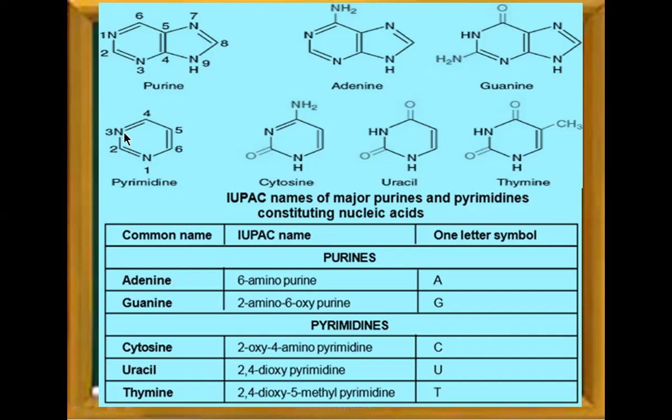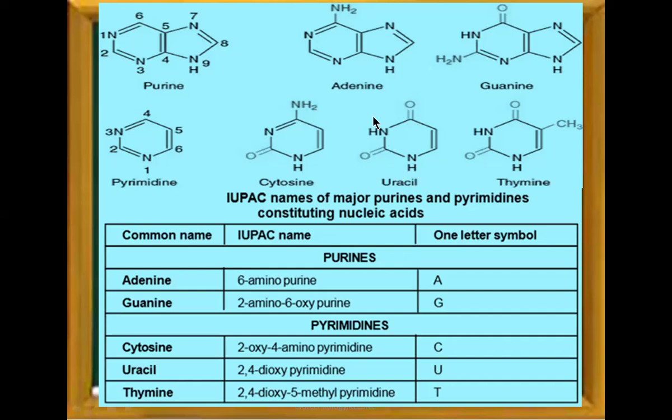Then coming to the pyrimidine. In this particular pyrimidine, we could see the cytosine. So cytosine can be mentioned here, this is 1, 2, 3, 4, 5, 6. At the second carbon atom, there is an oxygen, so 2-oxy, 4-amino pyrimidine. At the 4th carbon atom, there is an amino group. So cytosine is 2-oxy, 4-amino pyrimidine.